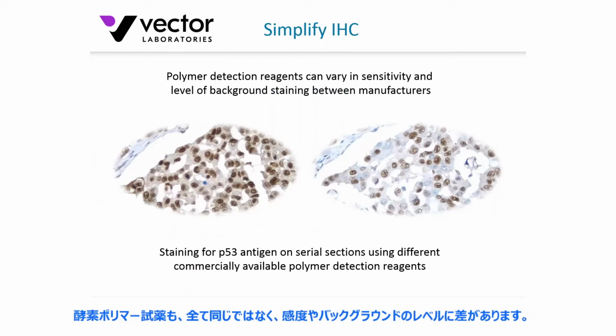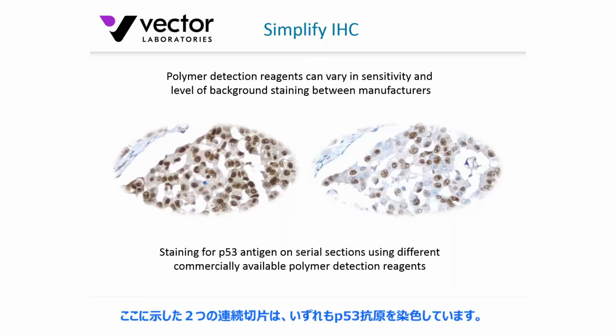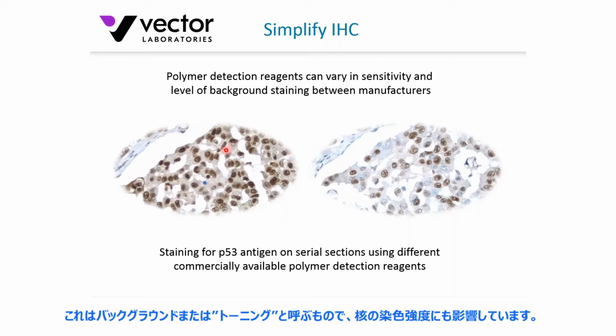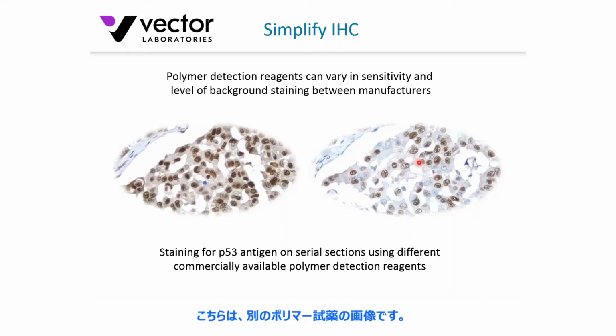A quick word about some of the enzyme polymer reagents out there. They're not all created equal, and they do vary, in some cases considerably, with their sensitivity and level of background that they generate. What I've got here is a couple of serial sections, one here and one here, staining for the antigen P53. And you can see in this image, with the red dot highlighting, some very robust nuclear staining for P53, which is great, but it's also accompanied by a substantial amount of this cytosolic, I would call, background or toning staining, which is certainly contributing to some of the intensity of the staining in the nuclei.